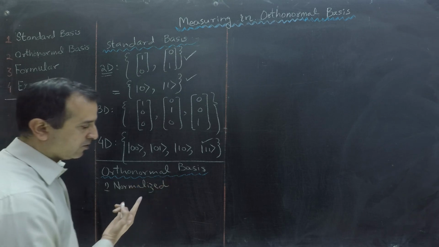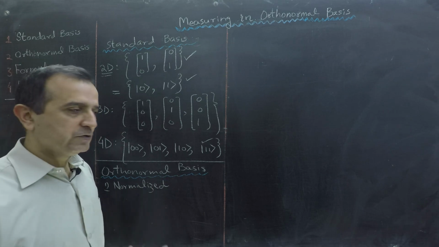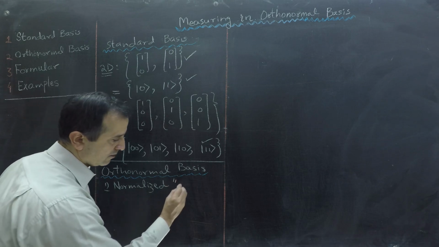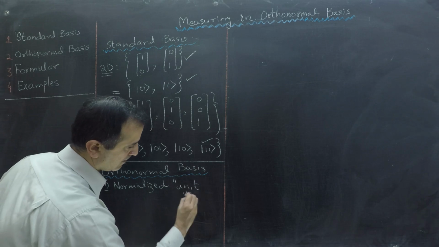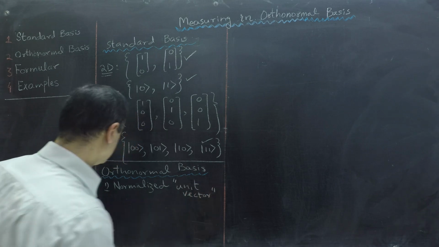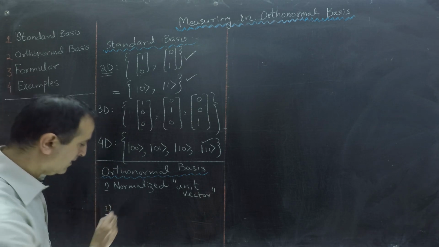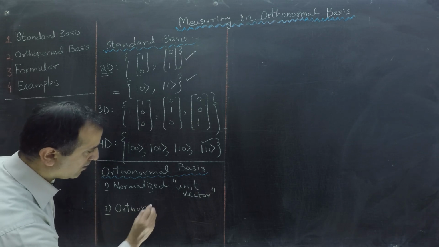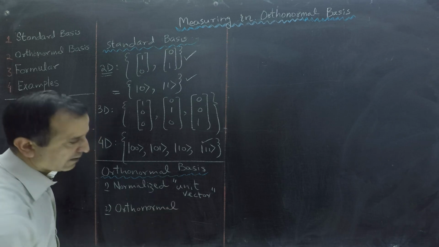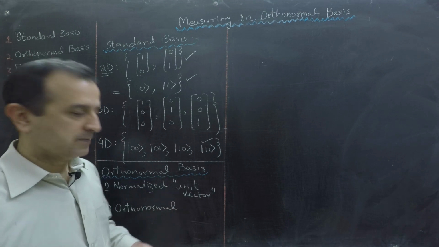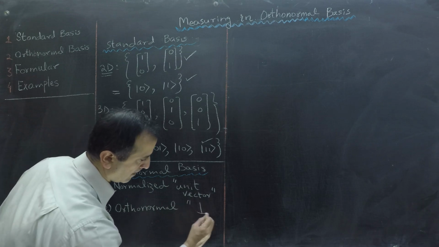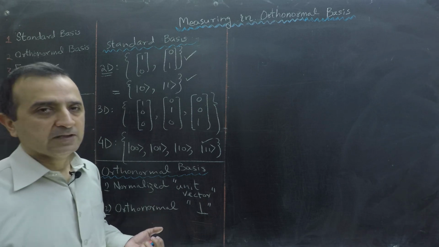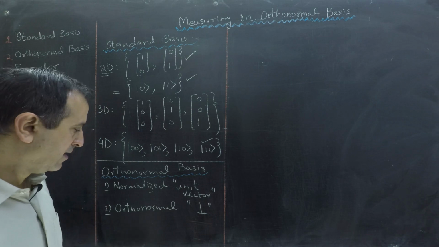A vector is called normal if its magnitude is equal to 1. That means that vector is a unit vector. Then a pair of vectors are called orthogonal if they are perpendicular to each other. So let's take an example. This is the example that we'll be using in this video again and again.